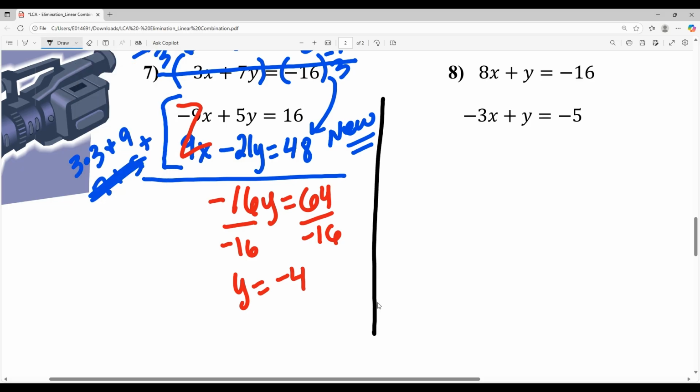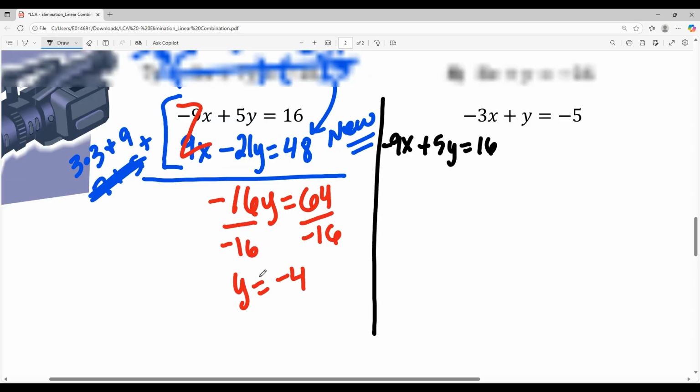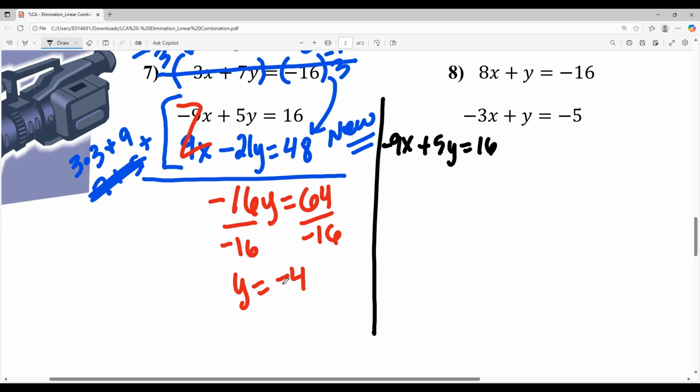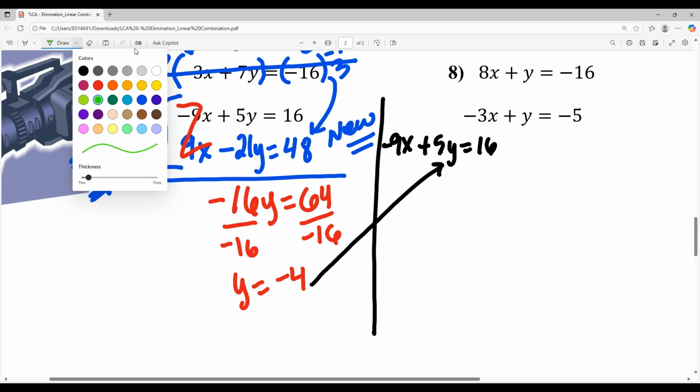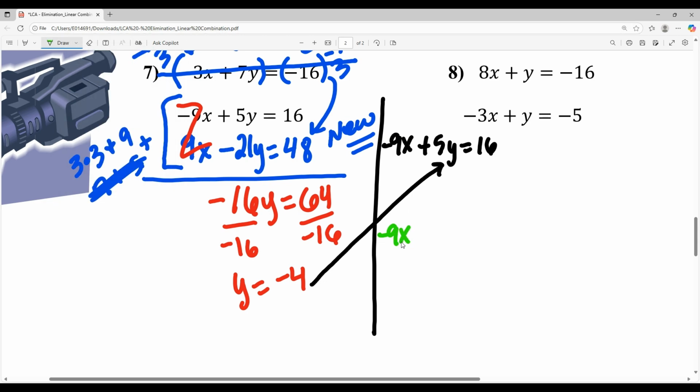Okay, I'm going to draw my sidebar here, and I'm going to copy one of my original equations. It can be either equation. I'm going to go ahead and do negative 9x plus 5y equals 16. Now, on my end, I'm kind of running into the number 8. So you have plenty of room below. So if you need to use below instead, by all means, use below. Okay? Now, we're going to plug that negative 4 into the y value. So this becomes negative 9x. Negative 4 times 5 is going to give me negative 20 equals 16. We're going to add 20 to both sides. That gives me negative 9x equals 36.